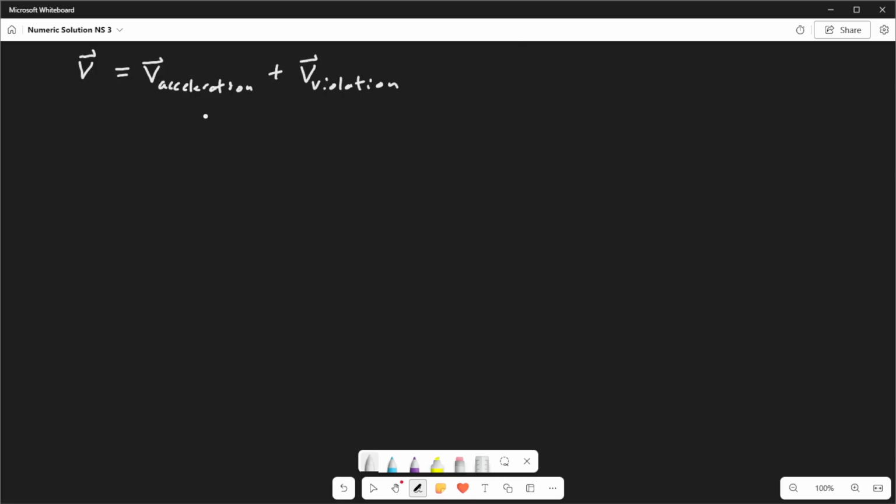So this contributes to the U vector at the next time step. But this guy is cancelled by the gradient of pressure.